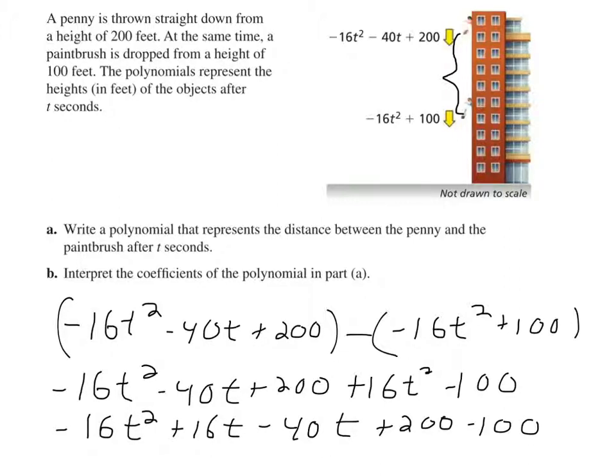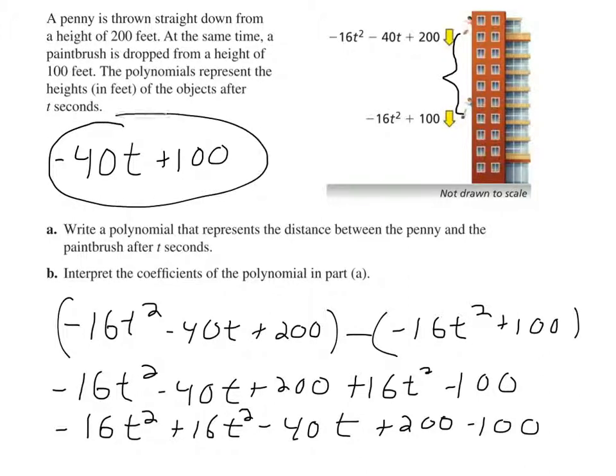Now I can group these together and combine like terms. Negative 16t squared and plus 16t squared, oops, that should be a squared, will be 0t squared. But because the coefficient is 0, I don't need to write it, so I'm not going to. The negative 40t doesn't combine with anything, it just is negative 40t. And the plus 200 minus 100 combine to be plus 100. And this is the polynomial that will represent the distance between the penny and the paintbrush after t seconds.